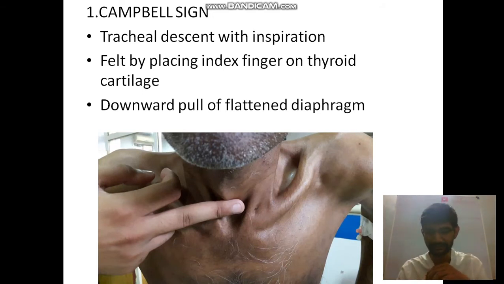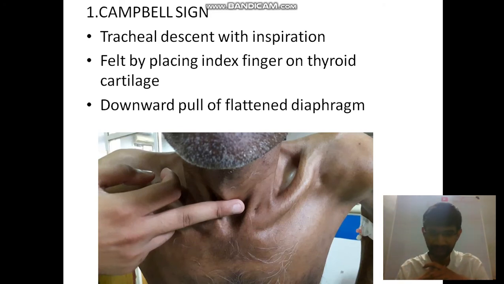So why does it exactly happen? See, the normal diaphragm is a curved, muscular structure. In patients with COPD, where there will be air trapping, there will be flattening of the diaphragm. The diaphragm becomes flattened because of the air trapping. During inspiration, when the diaphragm further tries to contract, the trachea is pulled down, so there is a descent. That descent is known as Campbell sign. Okay, tracheal descent along with inspiration in patients with COPD is known as Campbell sign. This is different from tracheal tug that is seen in aortic aneurysm.